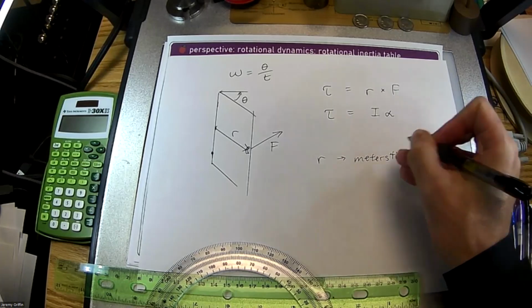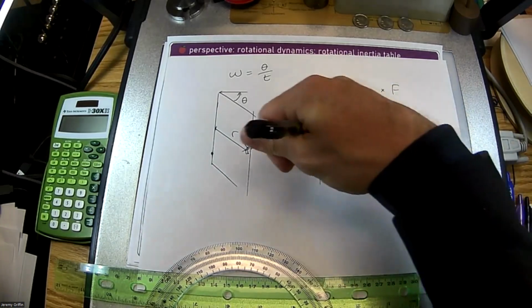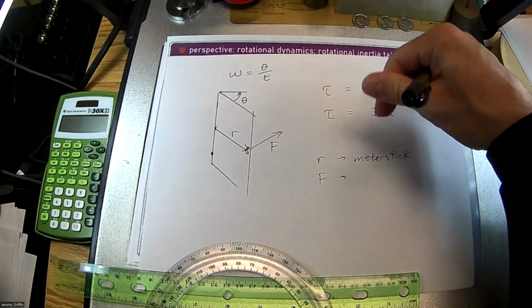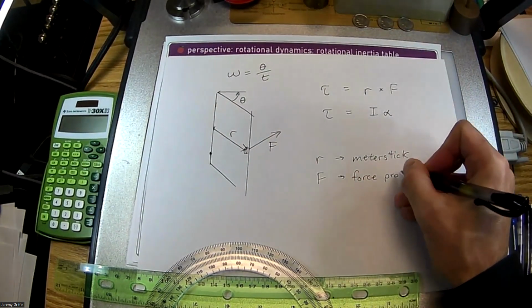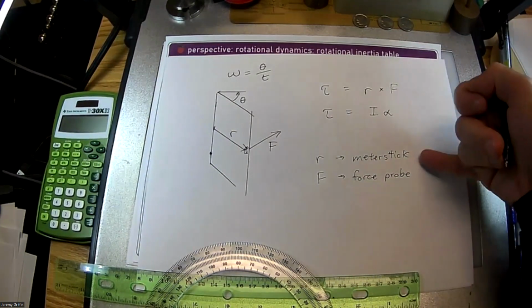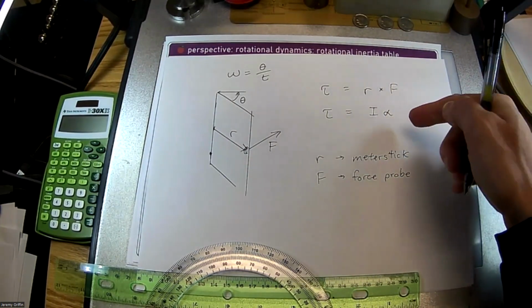I bet that's going to be one of the measuring tools. Force, I bet you could use a spring scale you could attach to the door and pull, or AP likes force probe, something to do with measuring a force in newtons, right? Meter stick, force probe, right?